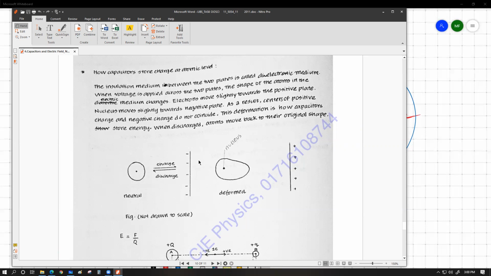This amount of movement is extremely small. We are talking about atomic level deformation. So this is extremely small, but you have to understand that there are billions of atoms within a very small amount of material because of Avogadro's constant. So we're going to deform every atom by a very small amount, but because there are so many atoms, together they can store a significantly large amount of charge, and that deformation is basically how a capacitor stores charge.